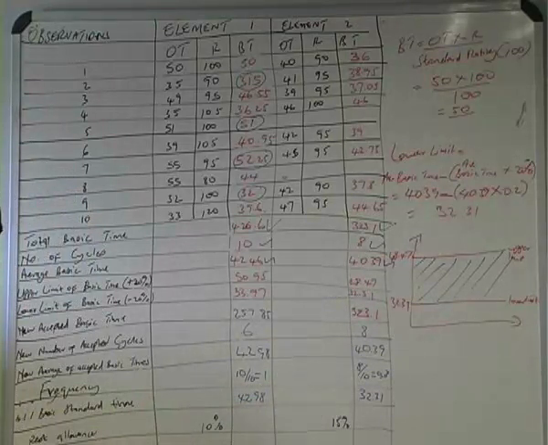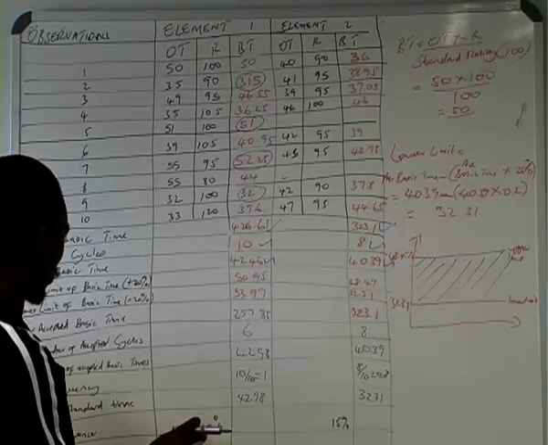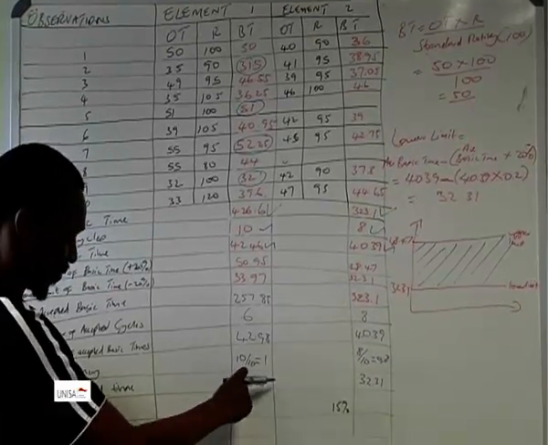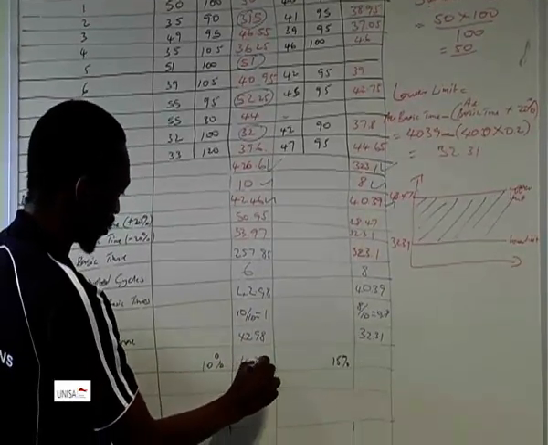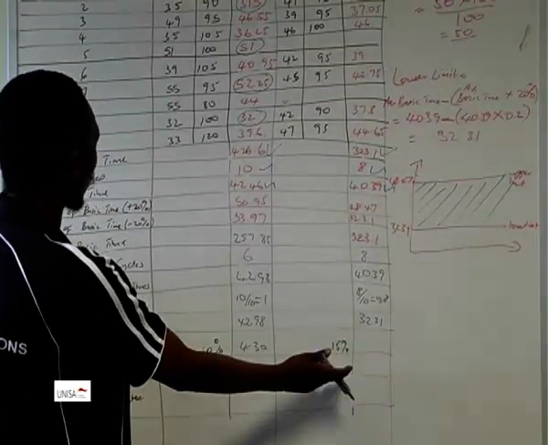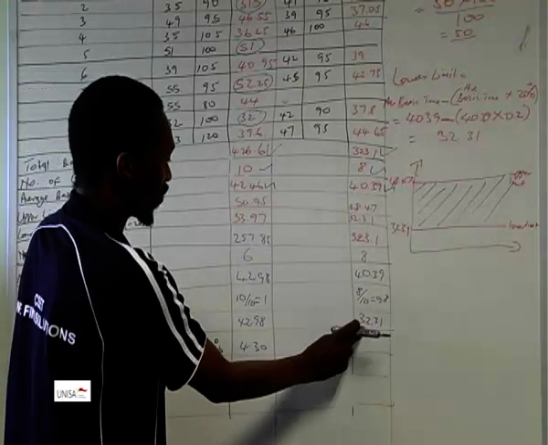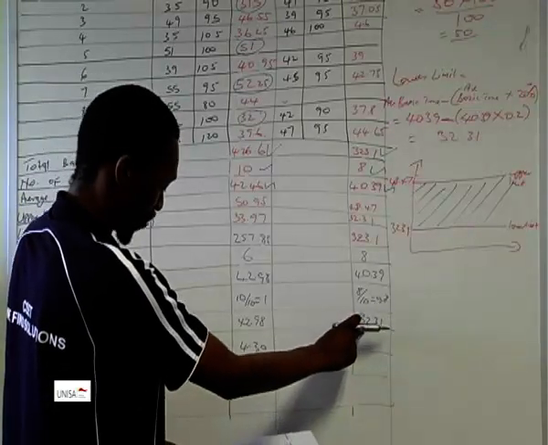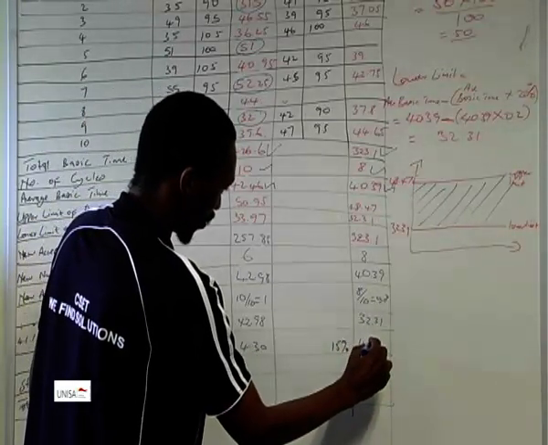Okay? Now the rest allowance. The rest allowance is 10% for element 1. So it's 10% of your basic standard time. So 10% of 42.98, it's 4.30. So to calculate the rest allowance for element 2, it's 15% of your basic standard time. So it's 15% of 32.31, which is 4.85.